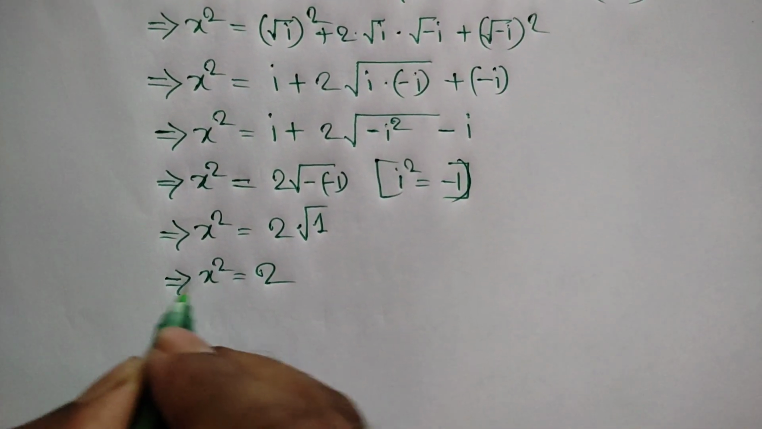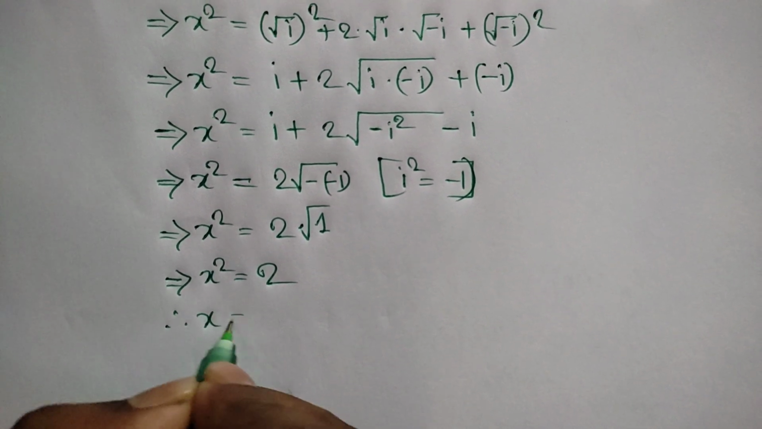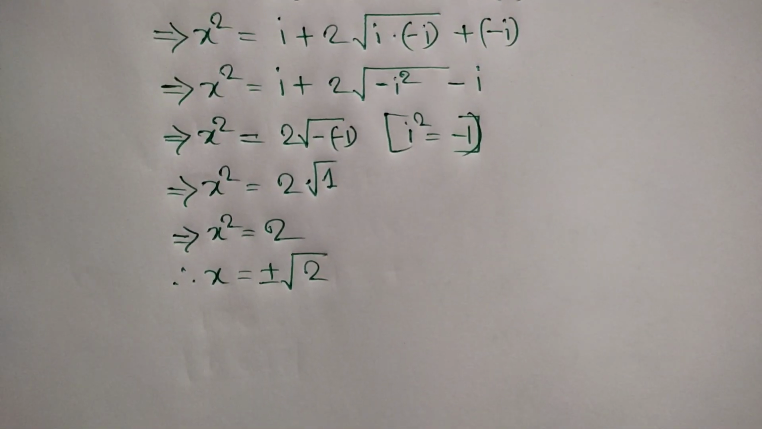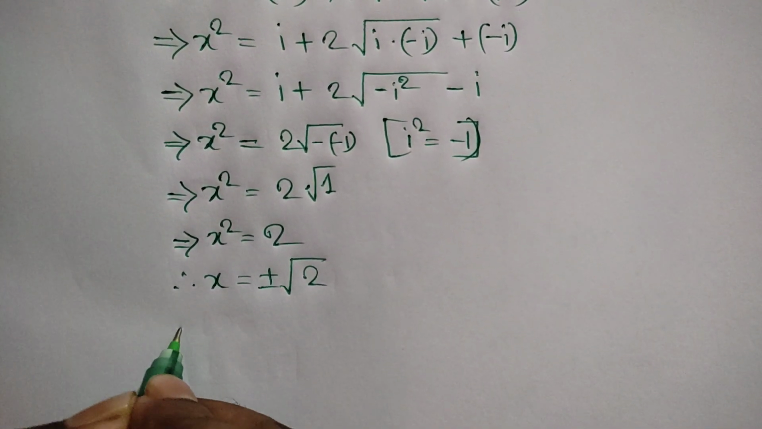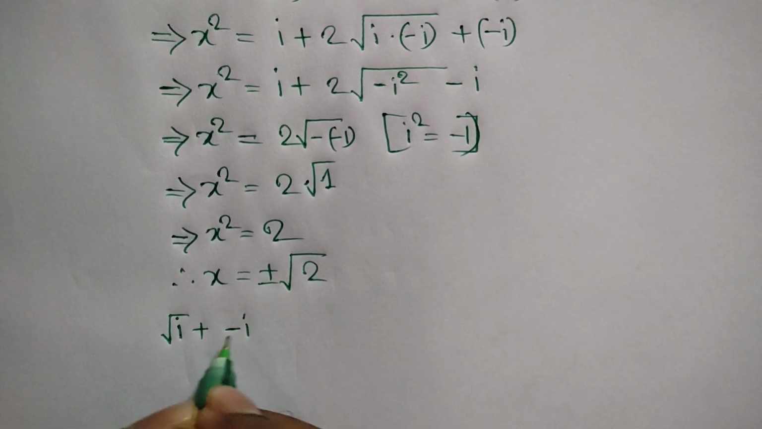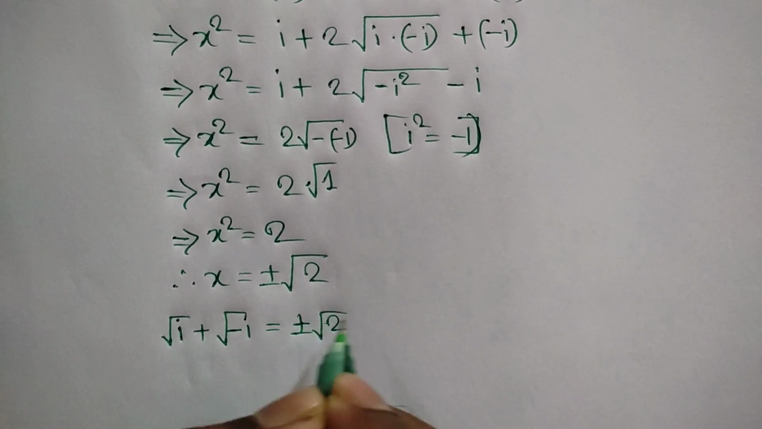Now taking square root to both sides, we will have x is equal to plus or minus square root of 2. So the value of square root of i plus square root of negative i is equal to plus or minus square root of 2.